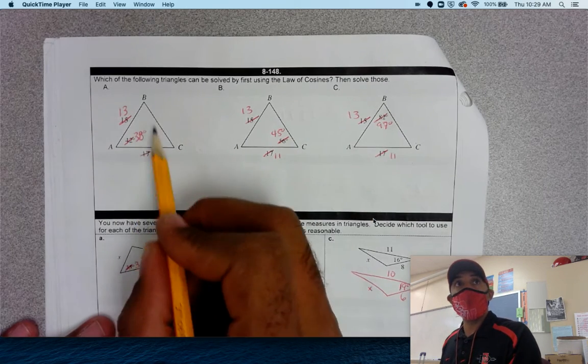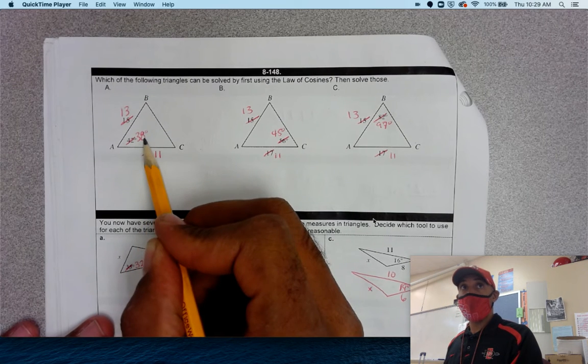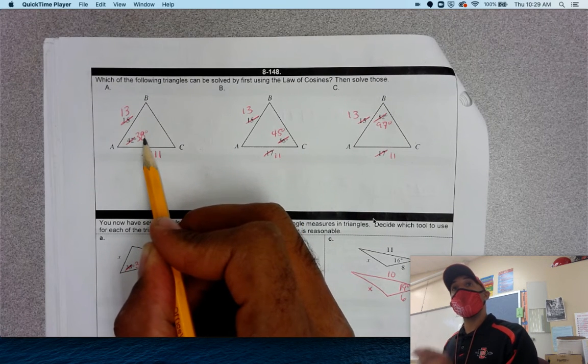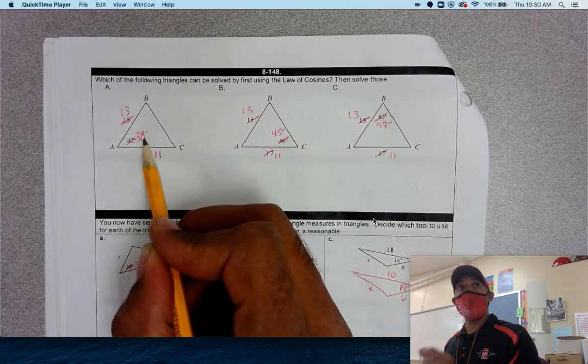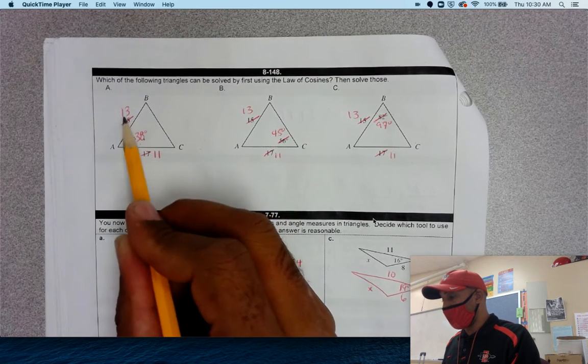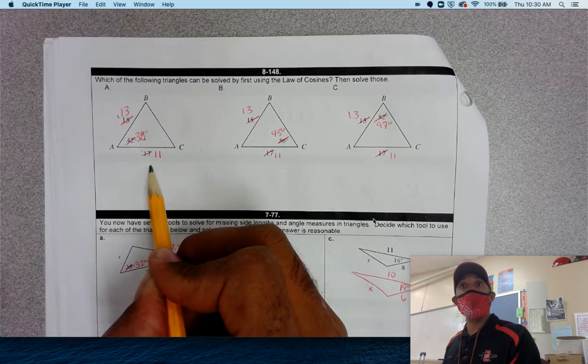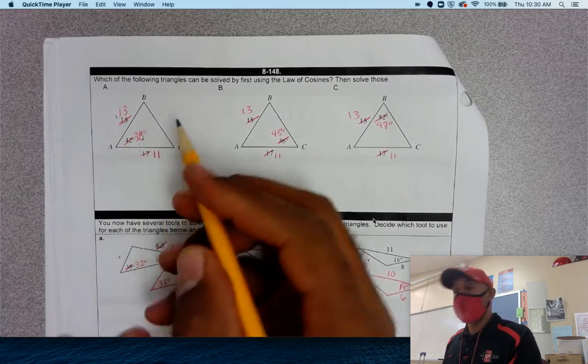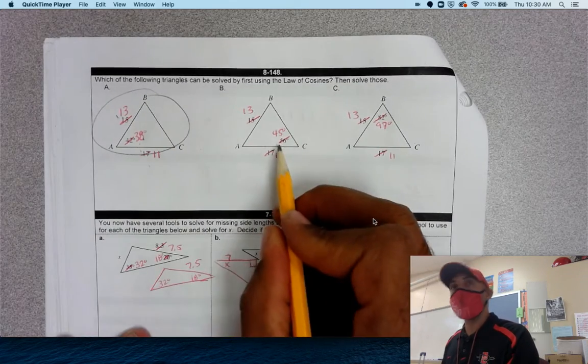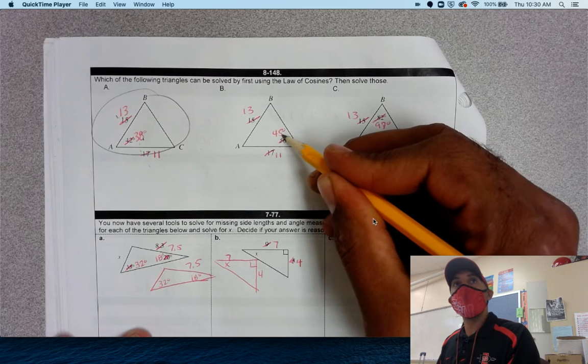Okay, so let's start with the first one. Here's the angle that it gives us. Are the sides adjacent to this angle? Is the angle right between them? Well, here's the angle, and the sides are right on the side of it, so yes, they are adjacent. So this one we can. Let's go to this one. Here's our angle.